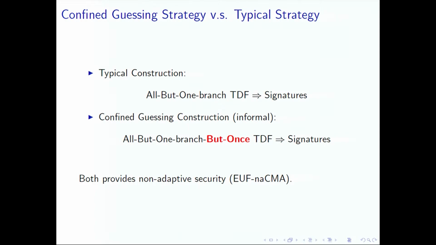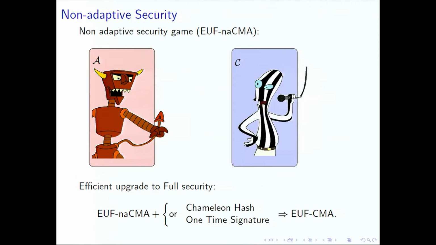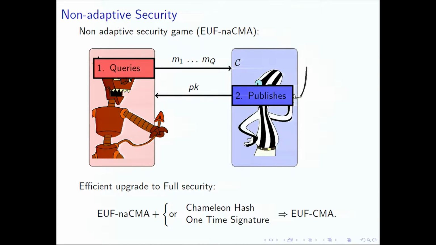Both those constructions will provide non-adaptive security. Let me remind you what non-adaptive security means. Don't worry about non-adaptive. It can be upgraded to full security in a very efficient and generic manner. The non-adaptive security game is kind of simple. There are only 4 steps in the interaction. First, the attacker queries the challenger for messages to be signed. And only then he gets a public key of the signature scheme, all right?